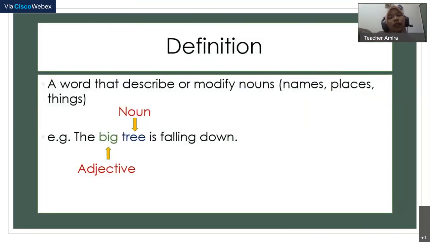Definition. So what are adjectives? In Malay, we say it as kata sifat. What is kata sifat? You can learn that with your Malay teacher. But in English, it's the same as adjectives. An adjective is a word that describes or modifies nouns. So what are nouns? Nouns are names, places, or things that we have, or even objects. For example, I ask a question, what is your name? Your answer would be, my name is Hang Yi. So Hang Yi is the noun of the sentence, right? And also, name is a noun.